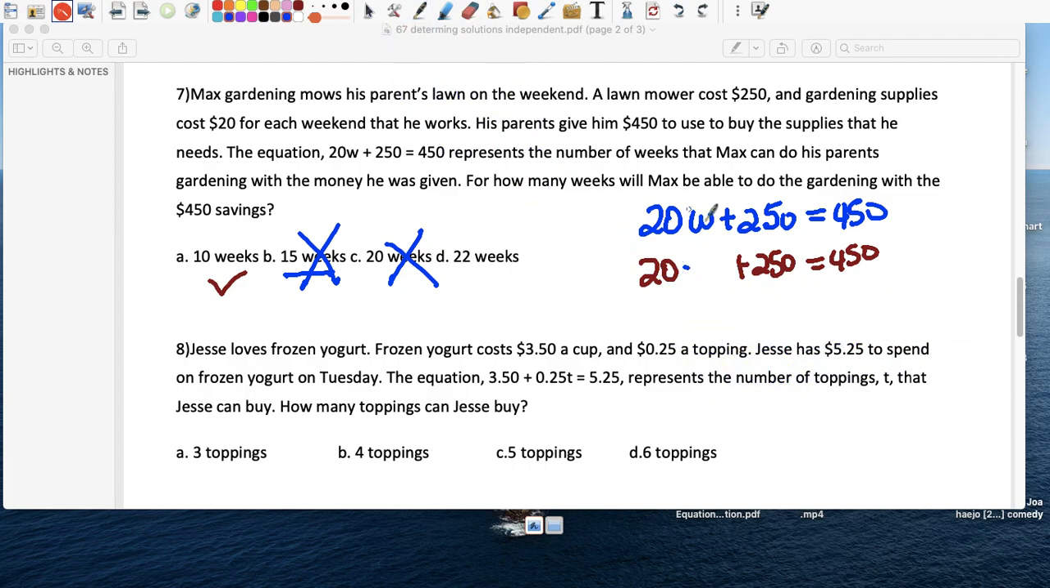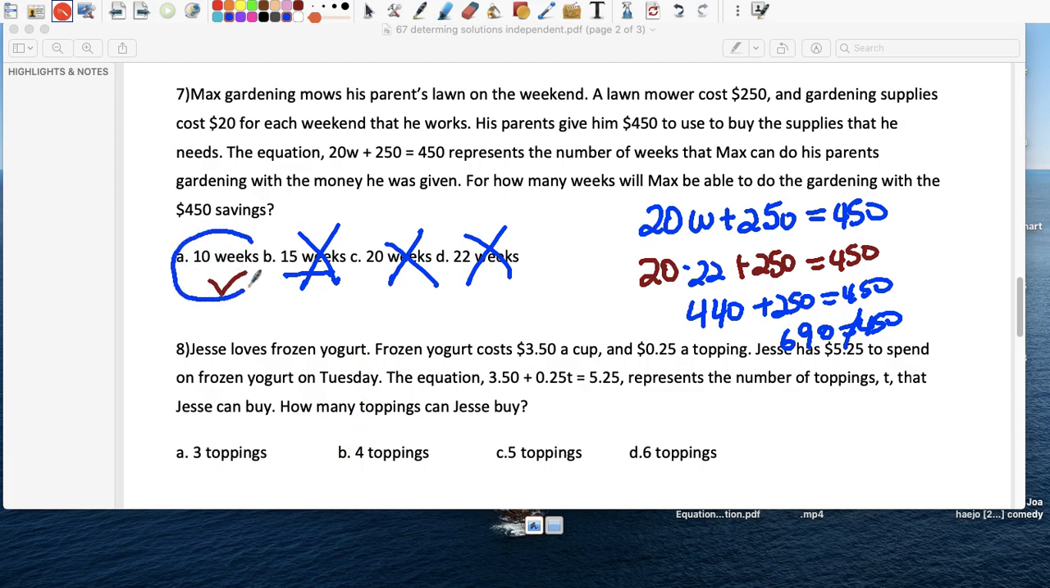And then we have 22. 22 times 20 is 440, I think. Plus 250 equals 450. So we get 690 equals 450. Otra vez, that's a no. Well, the only one that works is 10. So 10 weeks is the maximum that he can work. Okay.